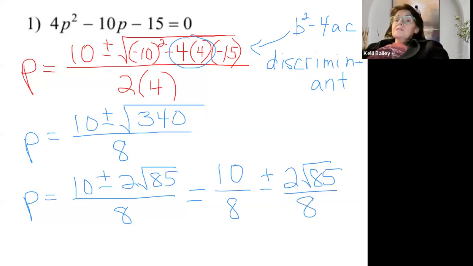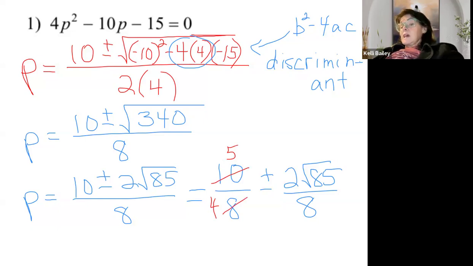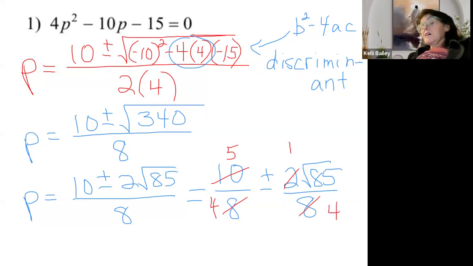All right, so I know that 2 goes into 10 and 5, so I'm going to simplify that, change that to a 5 and that to a 4. I know that 2 goes into 8, so I'm going to change that to a 1 and that to a 4, because 2 goes into 8 4 times. So this gives me 5. Now I can put them back together, or I can leave them separated.